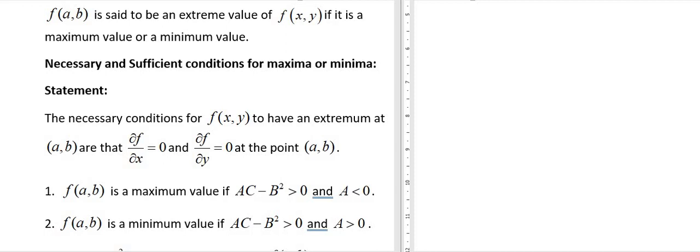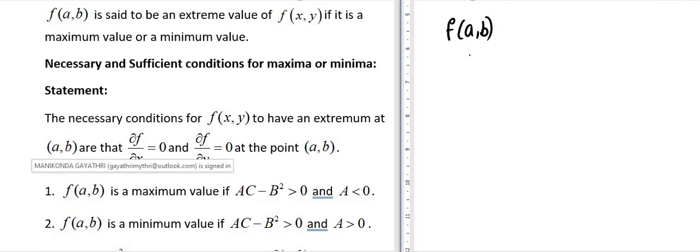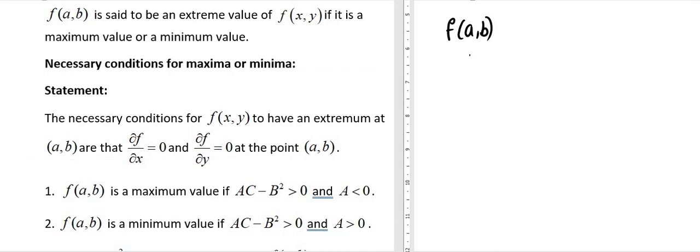Once again, f of a comma b is said to be an extremum value of f of x comma y if it is a maximum value or a minimum value. Now we are going to see when the function is having maximum and minimum values.